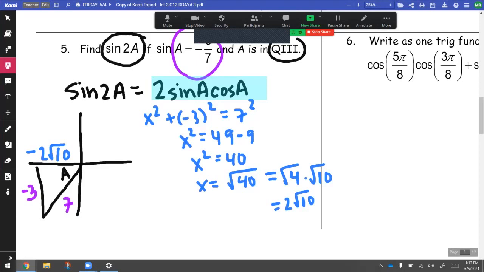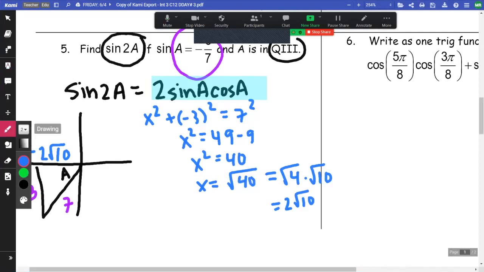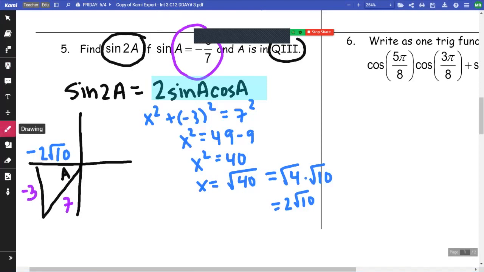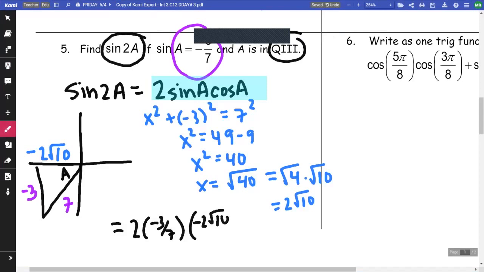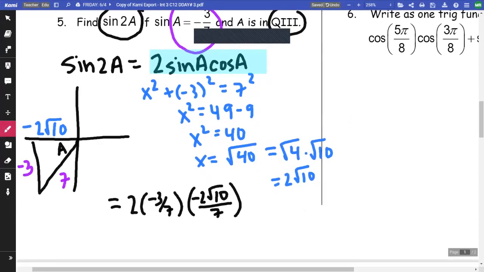So now that I know that my x is a -2 root 10, I can put that into our equation. 2 times, and our sine of A is -3/7. That was given to us, but we'd also see it in our picture. And our cosine of A is going to be a -2 root 10/7. And so when we do that math, I am going to have 2 times -3 is -6, times a -2 is 12. 12 root 10/49, and that is our answer.